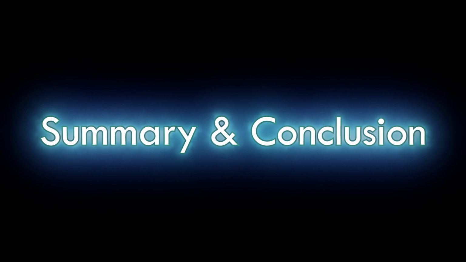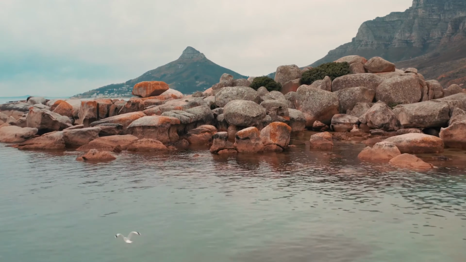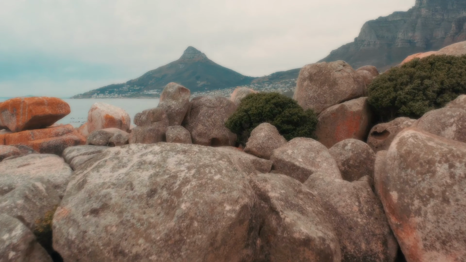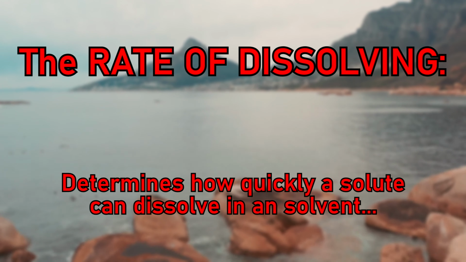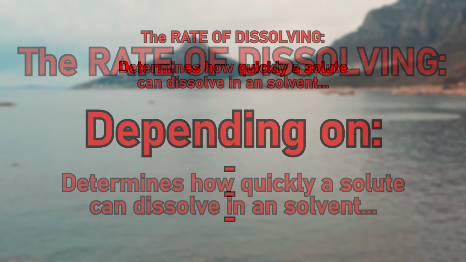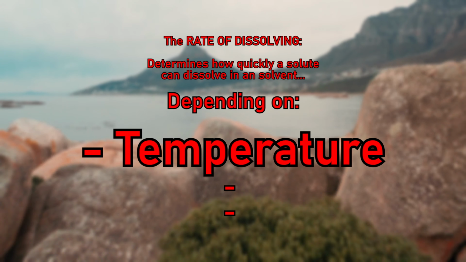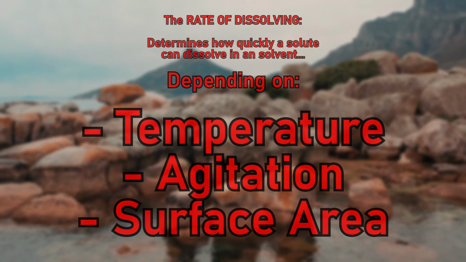Summary and conclusion. Let's summarize what we've learned so far. The rate of dissolving determines how quickly a solute can dissolve in a solvent, depending on three factors, which are temperature, agitation, and surface area.